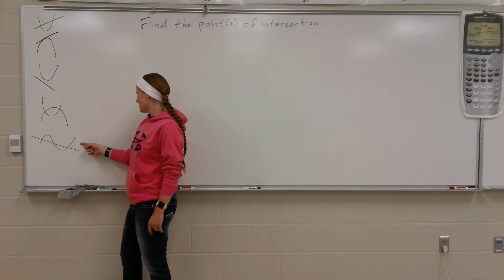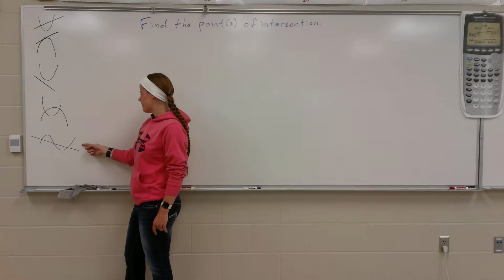Okay, in the bottom one, there's a cubic equation and a line. There could be 1, 2, 3 points of intersection.